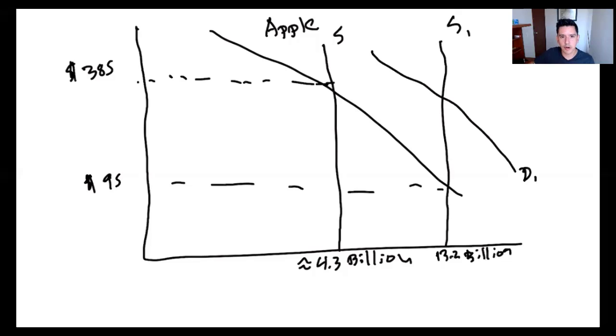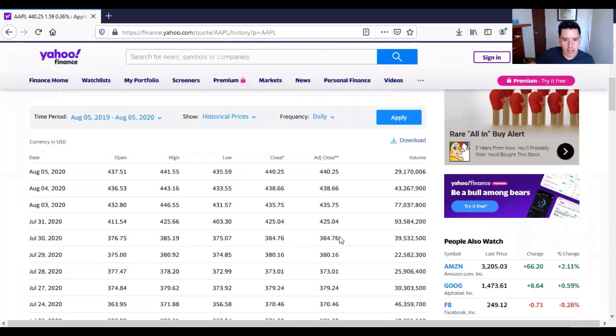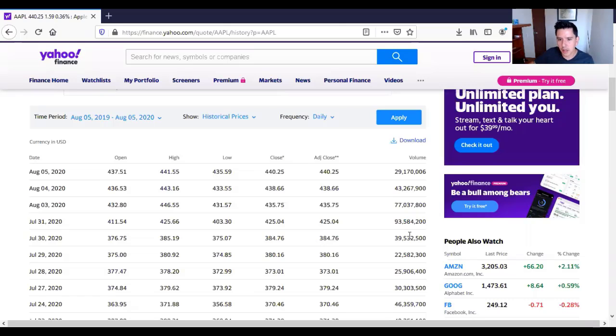So if you look at this new screen, this Yahoo Finance, you can see on July 30th, it closed around 385 a share, and there were 39 million shares traded that day. But then the next day, you can see that the closing price went from 384 to 425, and that's because there were a lot more shares being traded on that day, and then it's been trending down since. But as we can see, the price has definitely gone up since they announced that news.